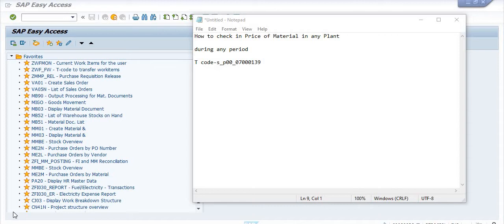And welcome to all. In this video session, we will learn how to check the price of any material in any plant. Sometimes we get confused about what the price of a material is at a particular duration, from two years back, from the current year, or last month. So this transaction is very useful.